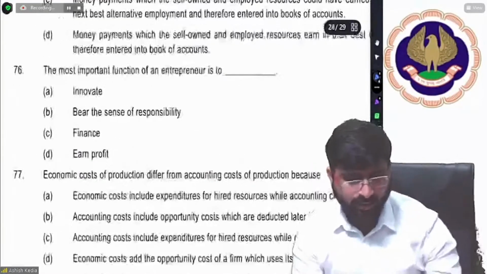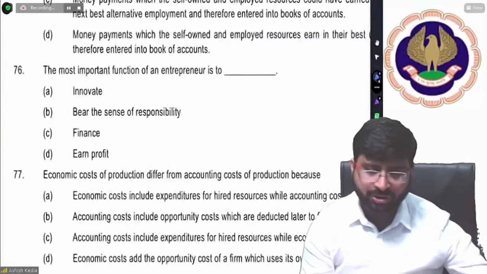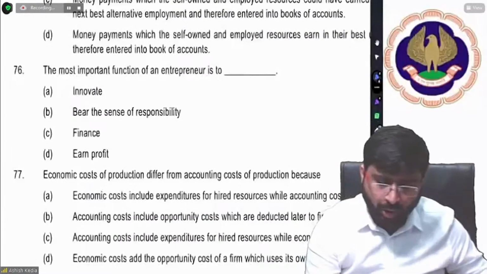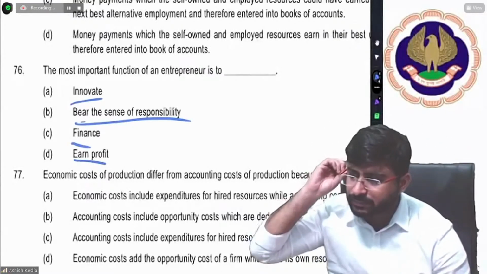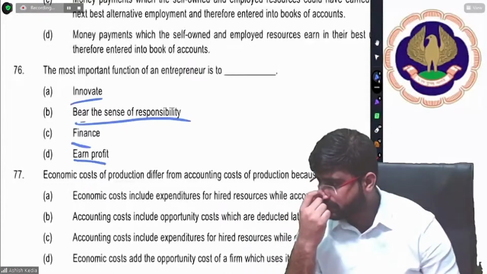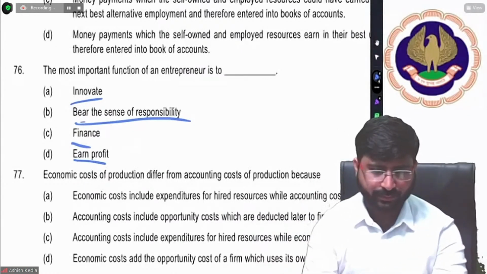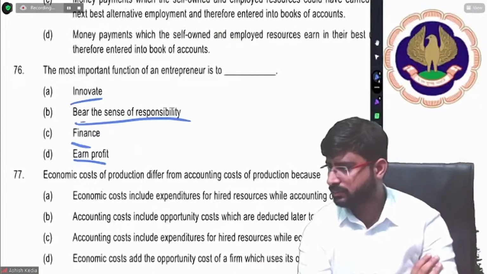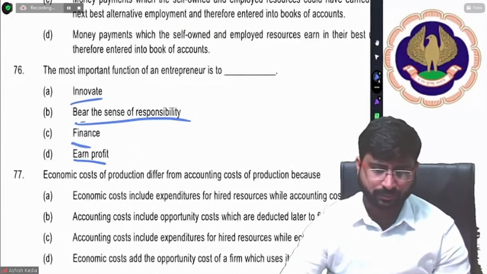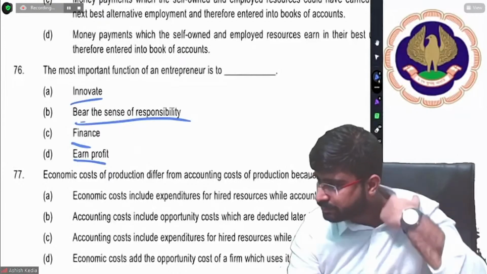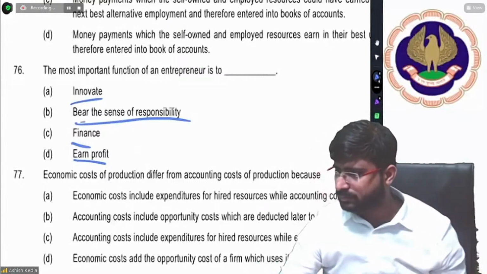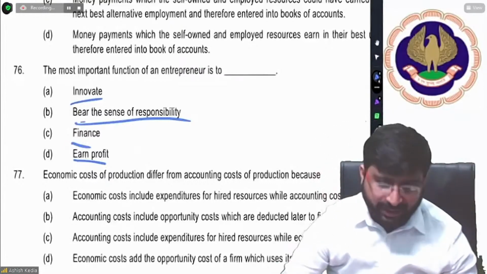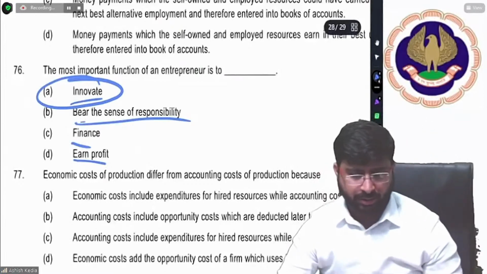Next, 76. A very good question. The most important function of an entrepreneur is to earn profits, to finance, to innovate, or bear the sense of responsibility. Yes, the main function is to innovate. Okay.